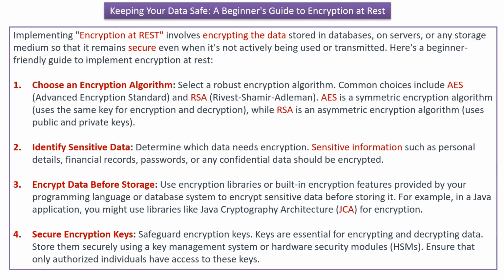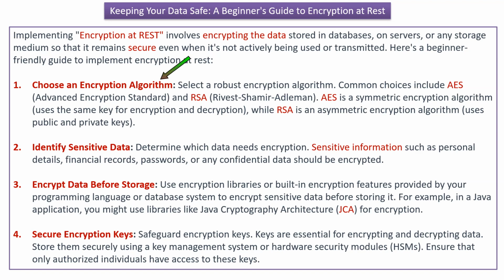Now we will see how to implement encryption at rest. Implementing encryption at rest involves encrypting the data stored in databases or servers or any storage medium so that the data remains secure even when it is not actively being used or transmitted.